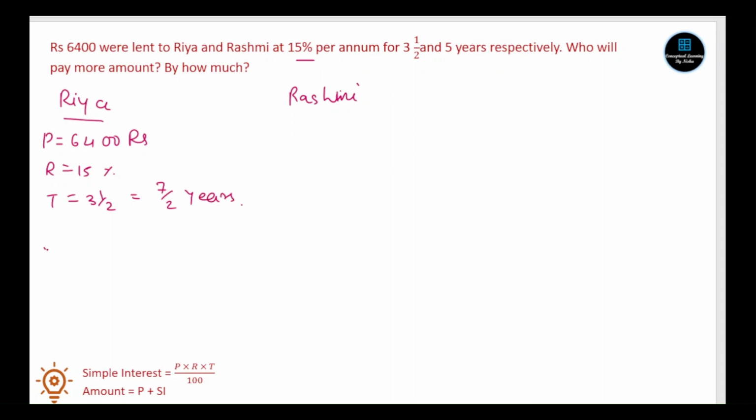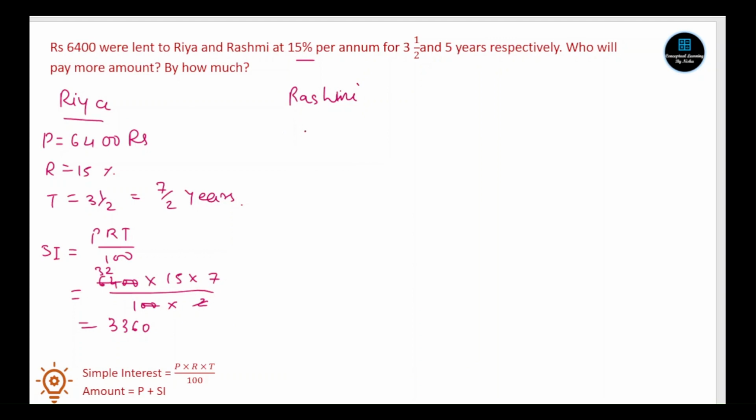Alright. And now I'll find the simple interest. So simple interest is equal to PRT over 100. Now put all the values and simplify. So what do we get? 6,400 into 15 into 7 over 2, and 100 is there. When I cancel out and simplify, what do we get? So 32 into 15 into 7 we have to do, right? And when you solve them, you will get 3,360. So she has to pay 3,360 rupees interest.